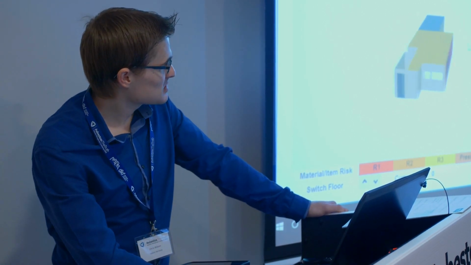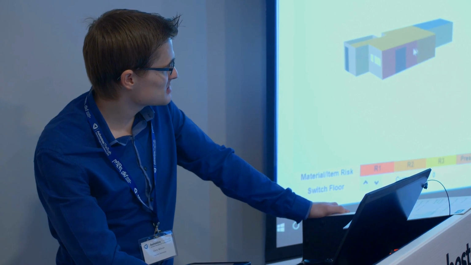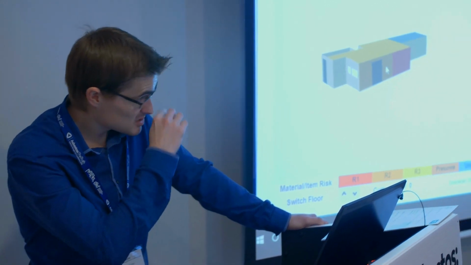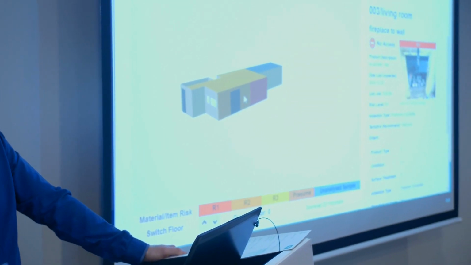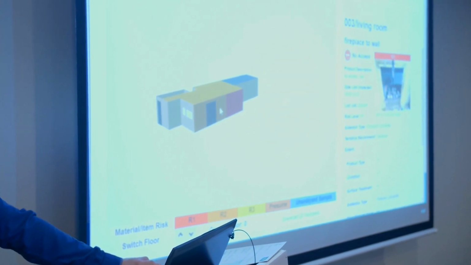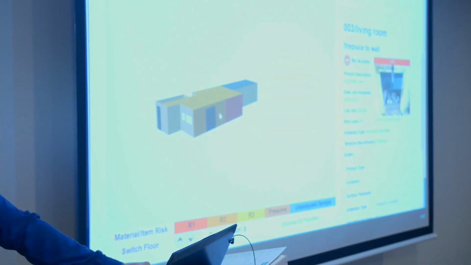So if we go around this and have a look, we can click on all these different features. We've got a nice fireplace here. Don't worry if you've got one that looks like this. This is a post-2000 house, and I've just presumed this for the purpose of this, don't panic. There's no asbestos in it, I hope.